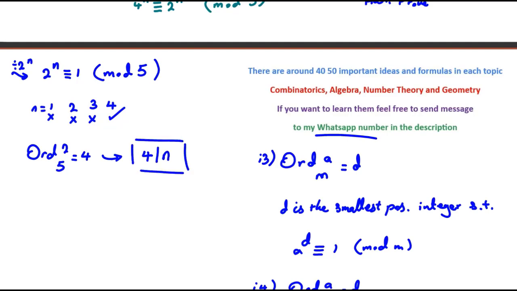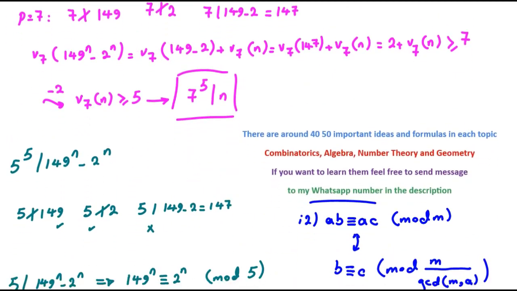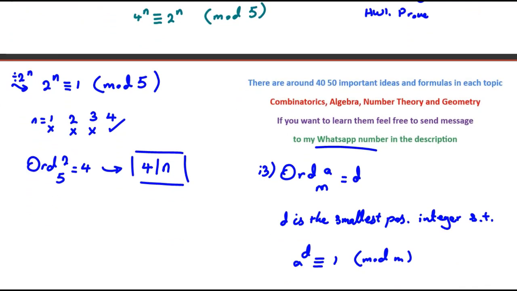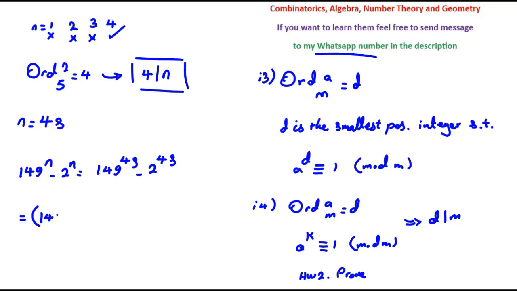Third important result. So we know now 9 divides n, 7 to the 5 divides n, and also 4 divides n. Now we can say n is, for example, 4 times s. Now, 149 to the n minus 2 to the n, we can write as 149 to the 4s minus 2 to the 4s. So we can write it as 149 to the 4 to the s minus 2 to the 4 to the s.